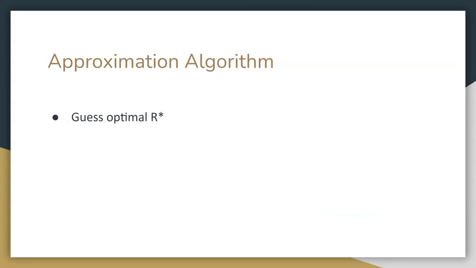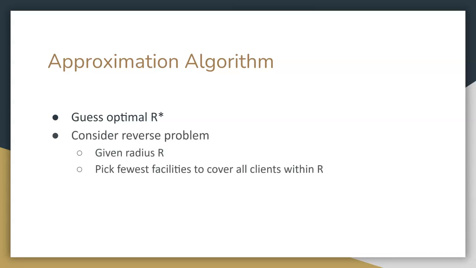But despite these hardness results, we will still give a non-trivial approximation algorithm for our problem. First, let's assume that we know the optimal radius r. This is a safe assumption because we can guess it in polynomial time.